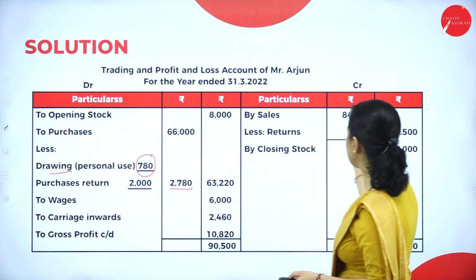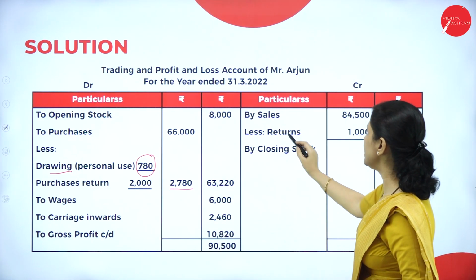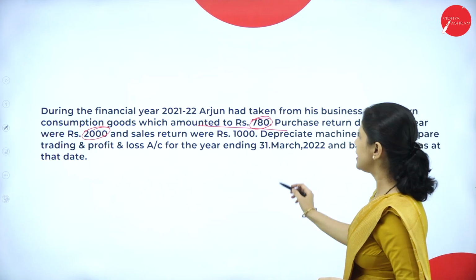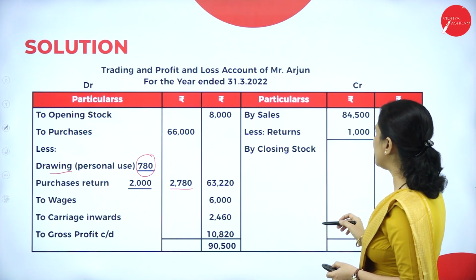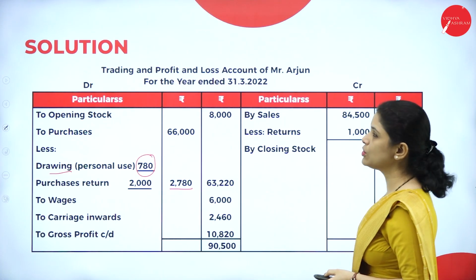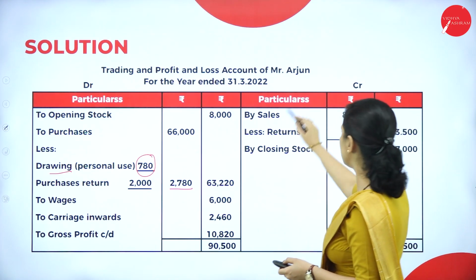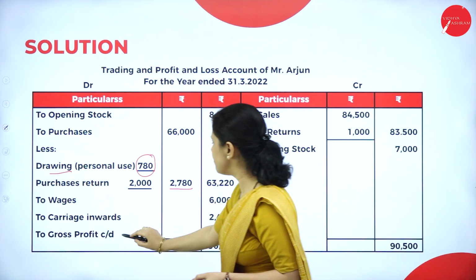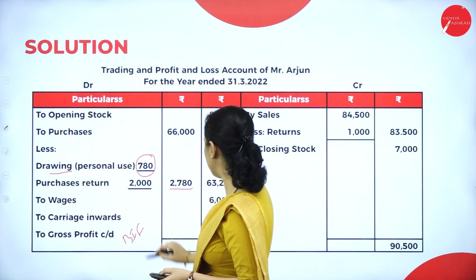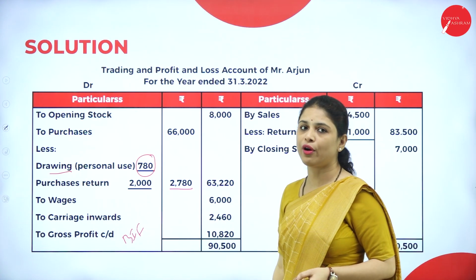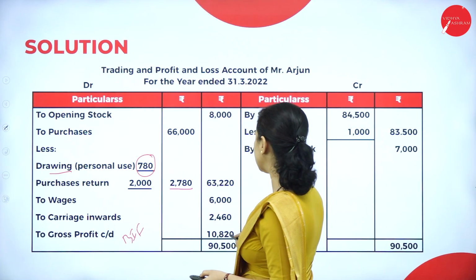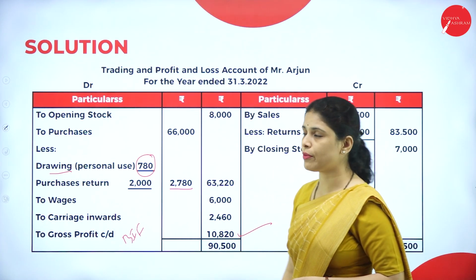Now here sales 84,500. Sales returns are there. Let us see. Sales returns were 1,000, so we have to deduct that. How much will we get? 83,500. Next, closing stock 7,000. We will total this and the balancing figure will be called gross profit. How much is the gross profit? 10,820. Now let us do the profit and loss account.